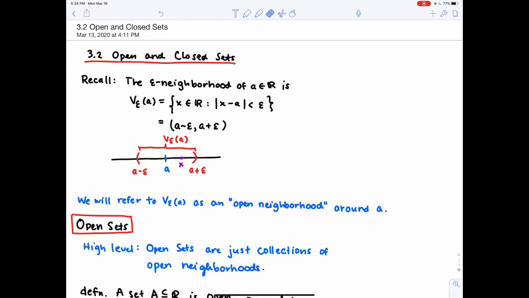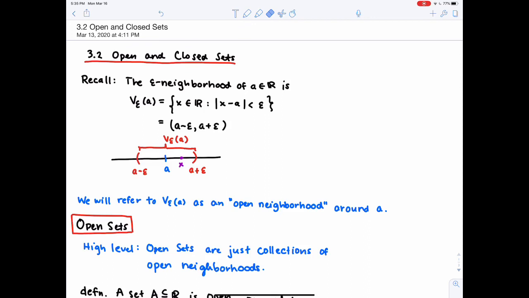So this is section 3.2. It is about open and closed sets. So these are two topological properties that you might assign to a set. And the foundation of a lot of the topological properties that we're going to be looking at is the epsilon neighborhood of a point.